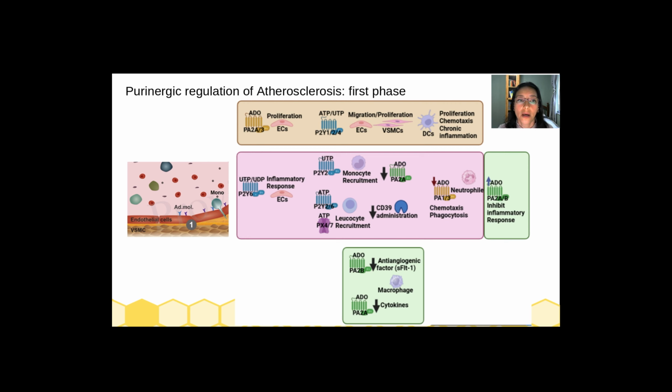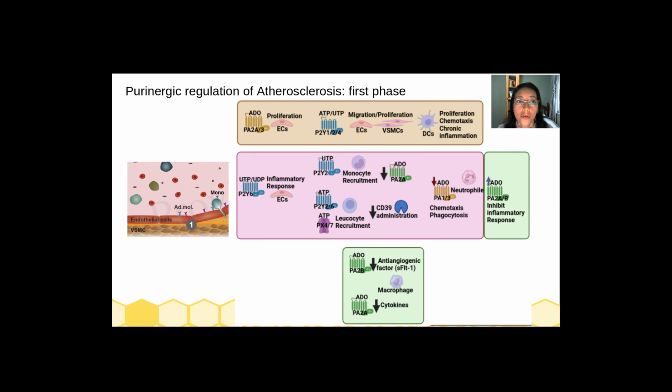The second process regulated by the purinergic system is the leukocyte recruitment and their inflammatory response. For instance, monocyte recruitment is induced by the activation of the receptor P2Y2 by UTP, while adenosine counteracts this action, activating the receptor P2A2. Leukocyte recruitment is induced by ATP in interaction with some P2Y and P2X receptors, while the administration of ectonucleotidase CD39 restricts this action.